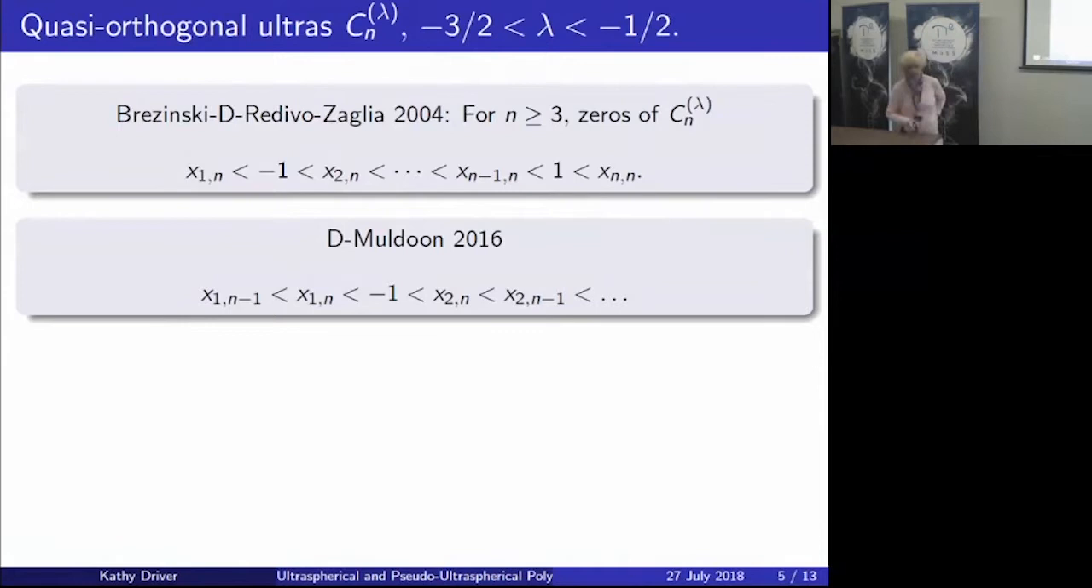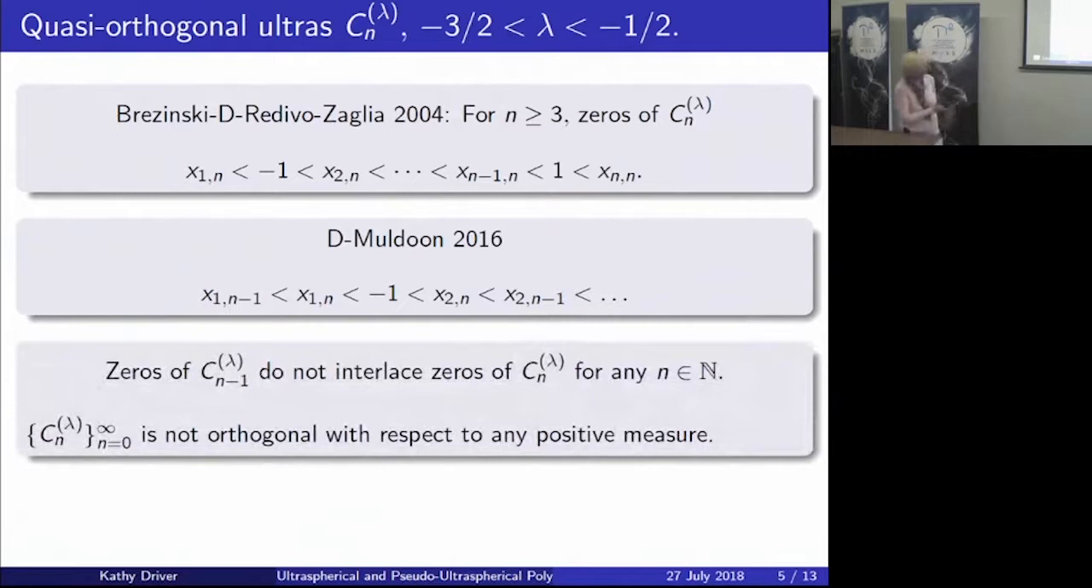Actually I introduced that to create that. Correct. So I create a new zero at 1 and at minus 1, and it's trivially satisfied in the orthogonal case, and it restores interlacing in the quasi-orthogonal case. That was the observation there.